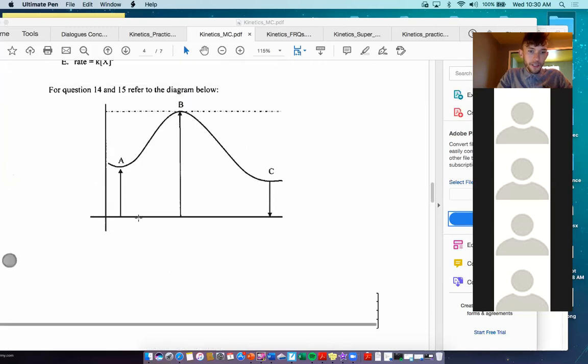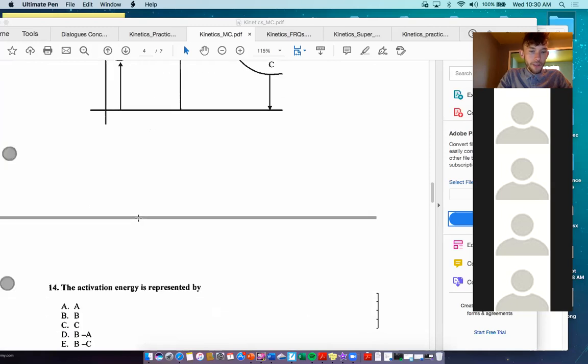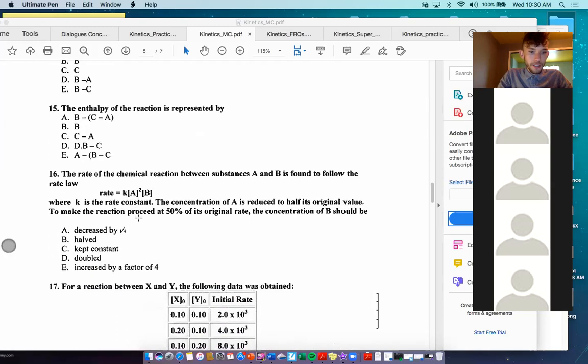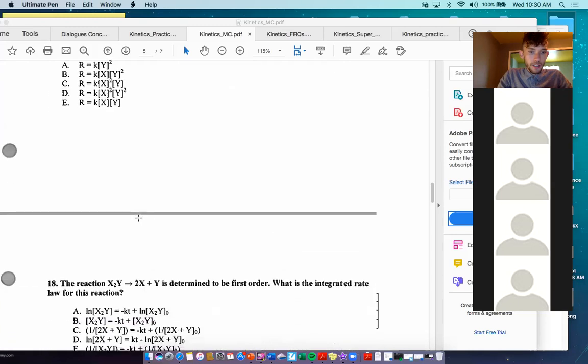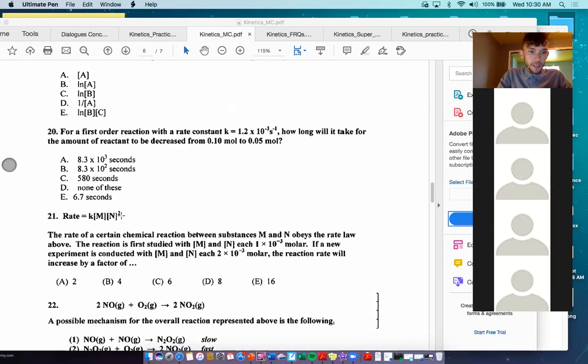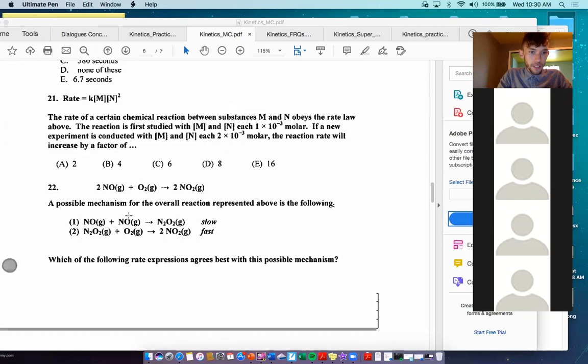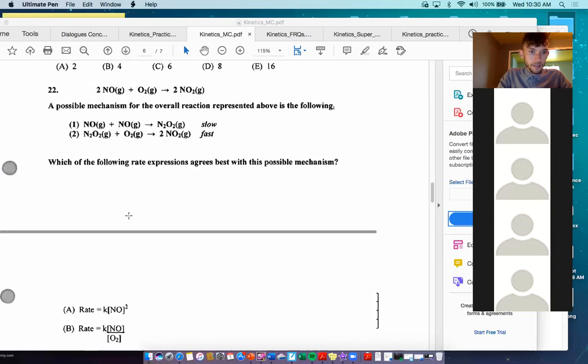Okay, so this should be pretty simple for you guys. Activation energy, enthalpy of reaction. All this stuff is old stuff that we don't care about.